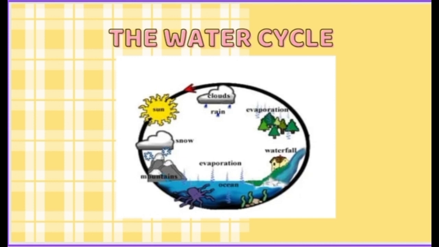So, first is the water cycle. The water cycle describes how water evaporates from the surface of the earth, rises into the atmosphere, cools and condenses into rain or snow in clouds, and falls again to the surface as precipitation.